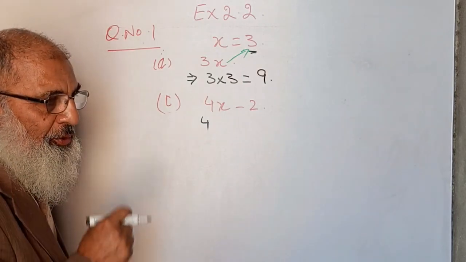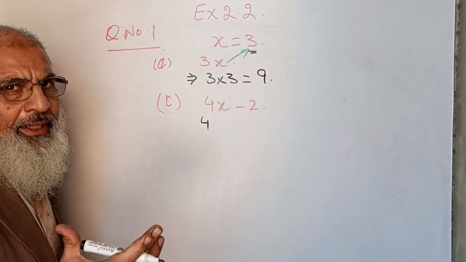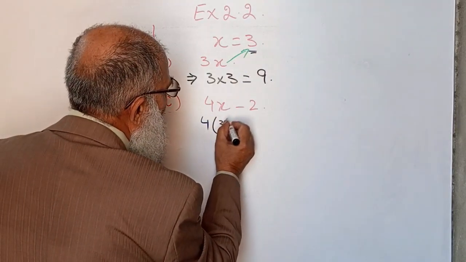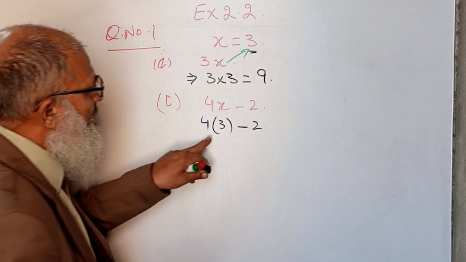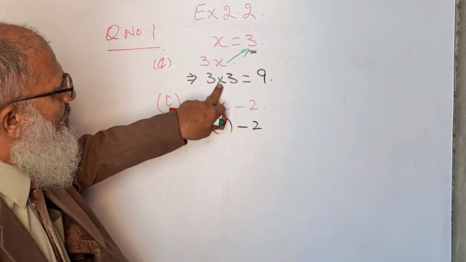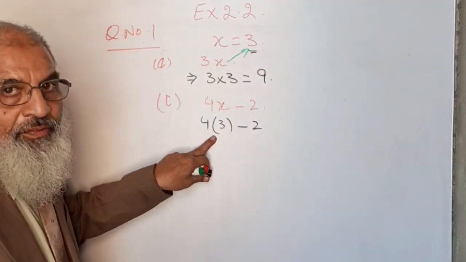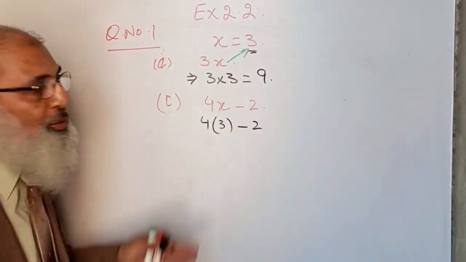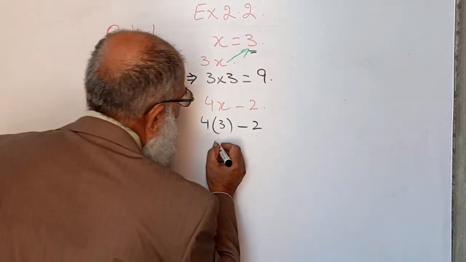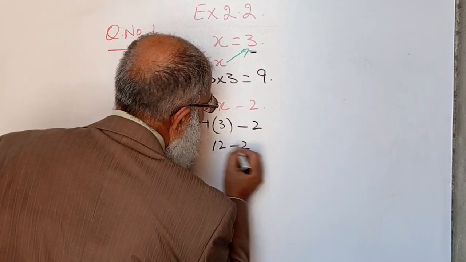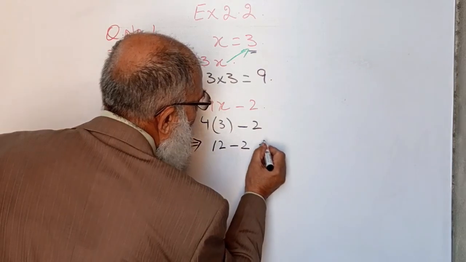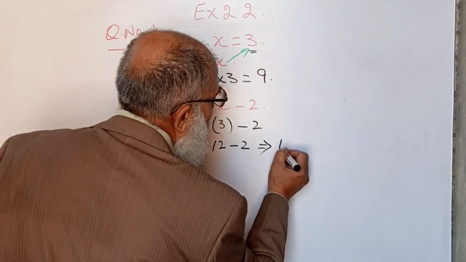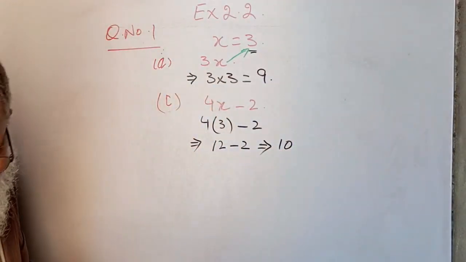Now let me do it in a little different way. Now x has to be replaced with 3, minus 2. You see that I have not written a multiplication sign. Instead I have written 3 and closed it in the bracket. So these both are valid. So what happens here is, don't forget to put this sign implies by, and this is your answer now.